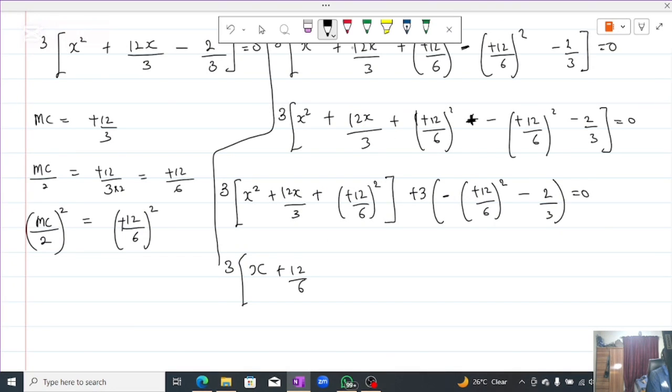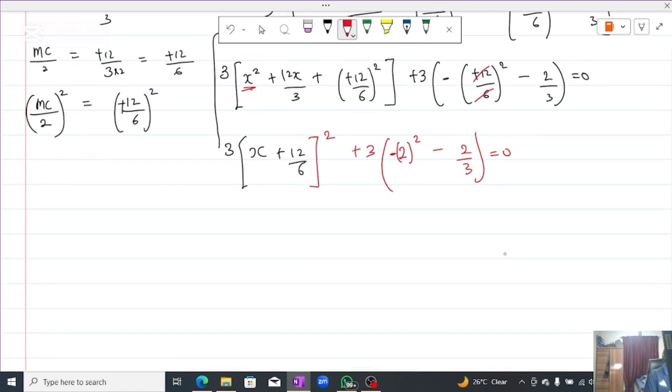I told you, you don't need to stress yourself, just pick one of these and what is inside this bracket with this sign. That is why I told you to always write the sign along with it. So I can put a square like that, plus 3 in bracket of, this will give me a 2. Then I have minus 2 square minus 2 over 3 equal to 0. So I have 3 in bracket of x plus 12 over 6 square plus 3 in bracket of minus 4 minus 2 over 3 equal to 0.